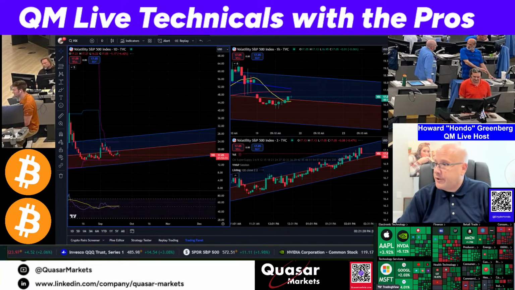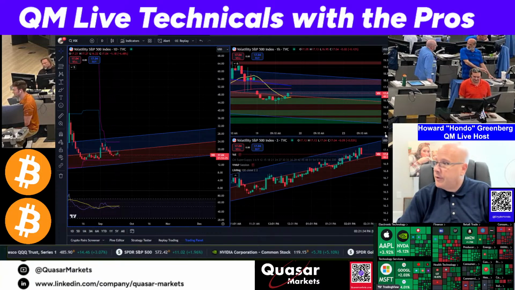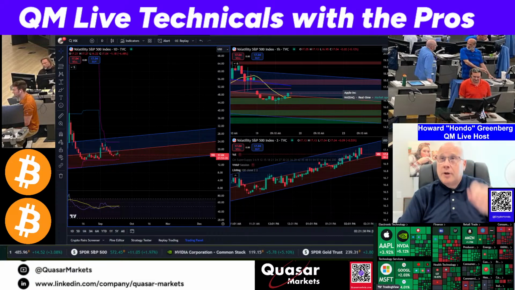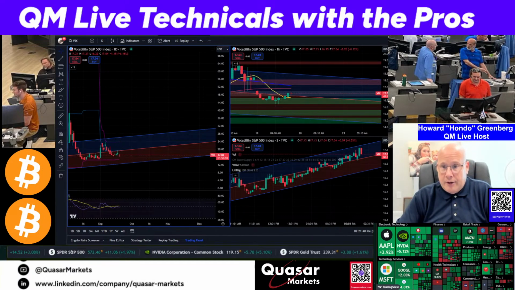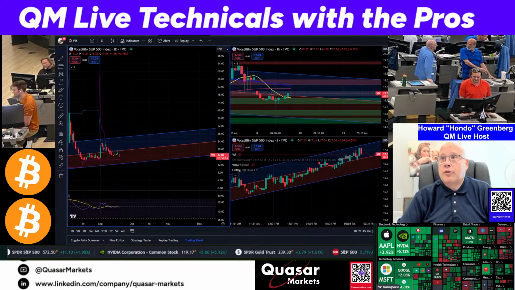VIX is back above 17, so a little bit of volatility picking up here across the afternoon. That means we've got a little bit of selling coming in. Though if you look down in the bottom right corner at that heat map, it's pretty green overall.